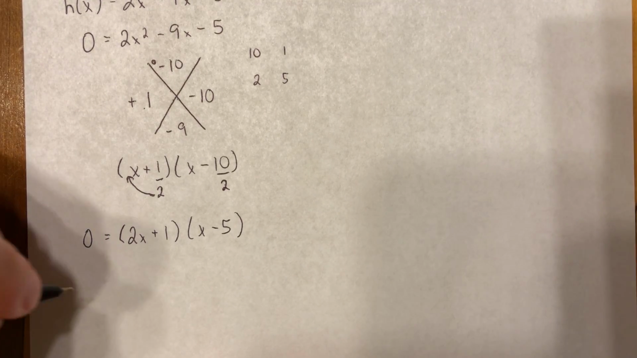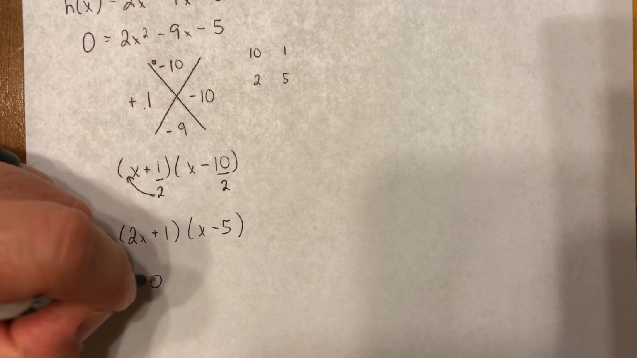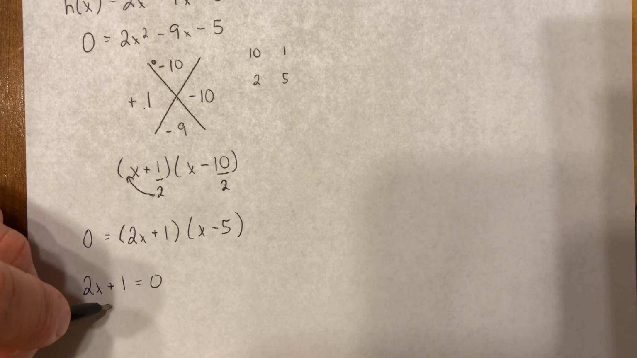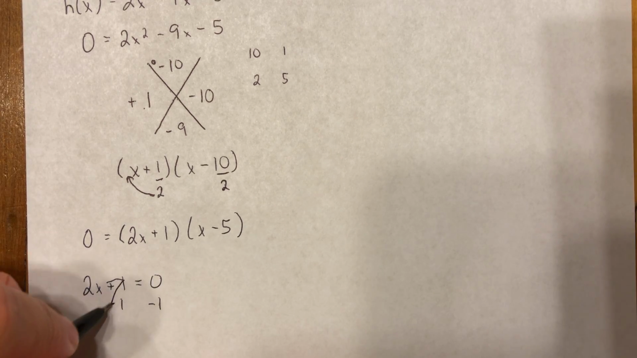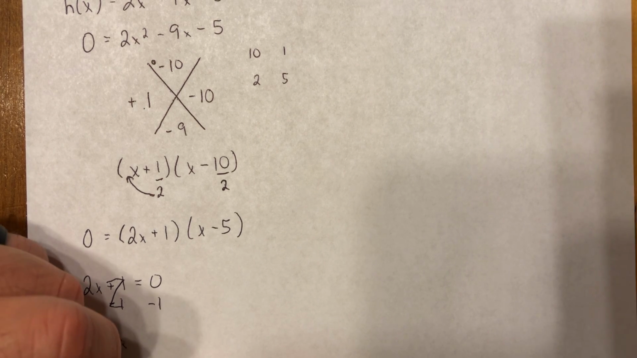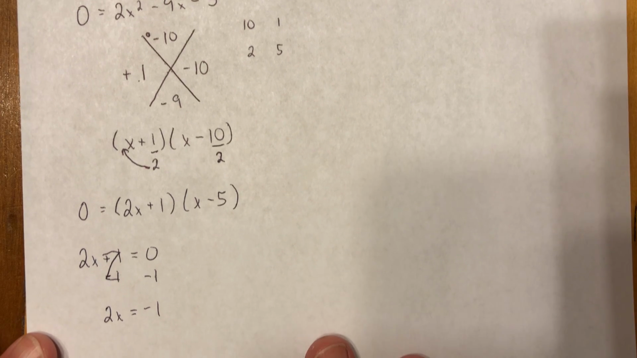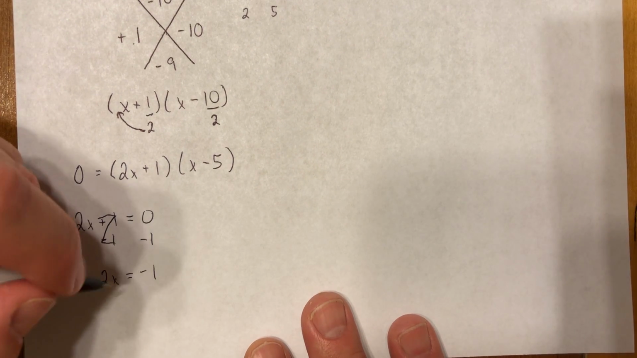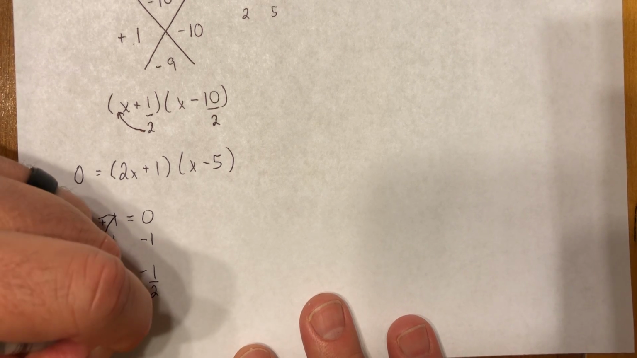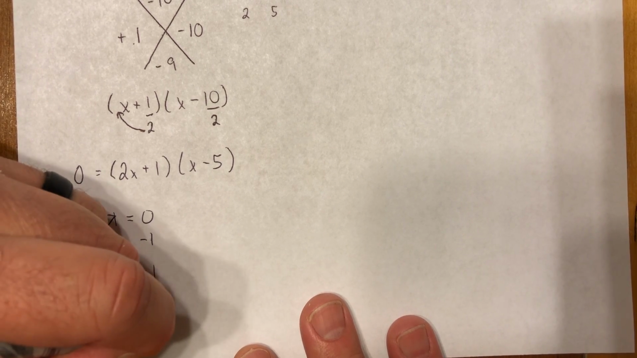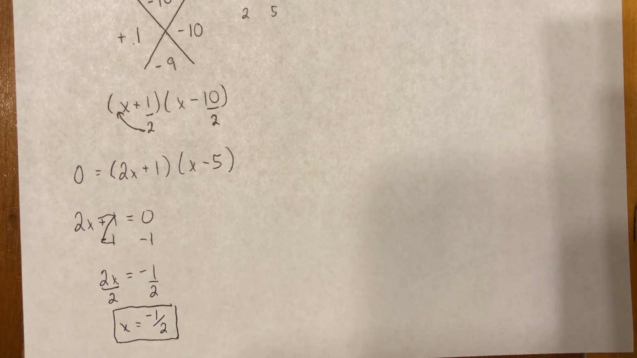And again, I follow the same pattern I followed all along. 2x plus 1 equals 0. I'm going to subtract 1 from both sides. Those zero out, so I'm left with 2x equals a negative 1. All right, now we have a two-step equation, so we want to divide both sides by 2. So x equals negative 1/2. So there is one of my solutions.